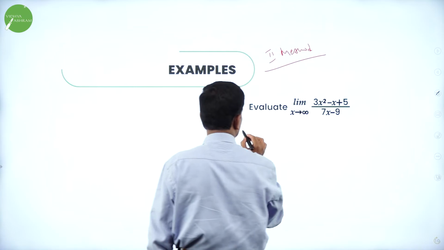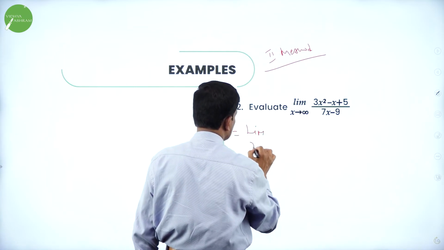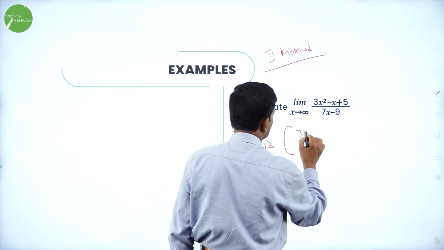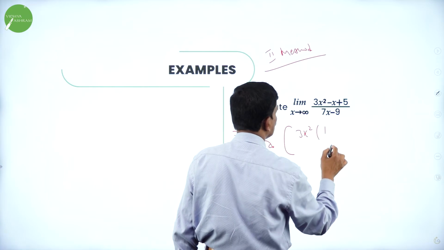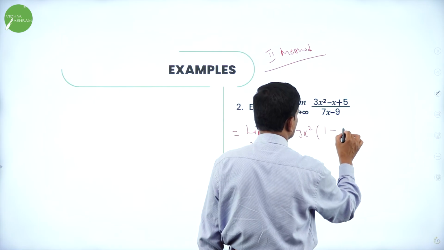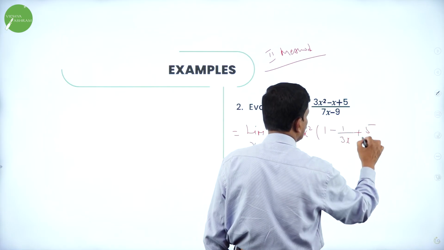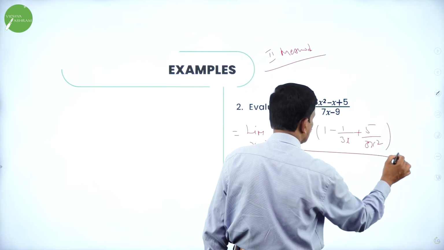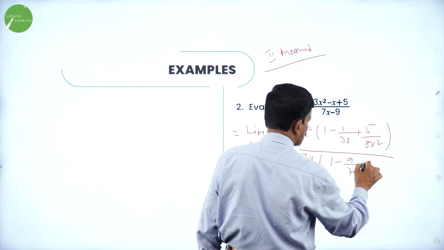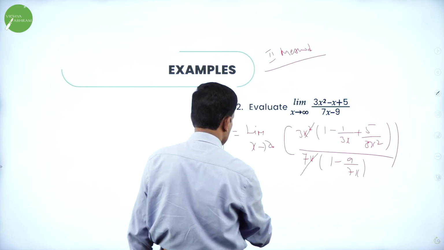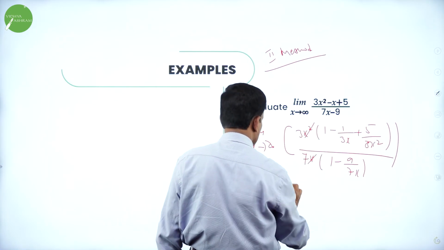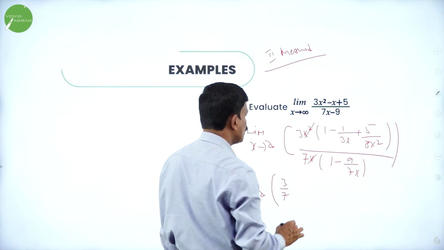To solve the same problem, limit x tends to infinity of, you can take 3x square as a common factor here. If you take 3x square out, then this becomes 1 minus x by 3x square, that is x divided by 3x square means you will get 1 divided by 3x plus 5 divided by 3x square. In the denominator, you can take 7x out, 1 minus 9 by 7x. Now here x and x get cancelled. Limit x tends to infinity of, x and x get cancelled, 3 by 7 out.